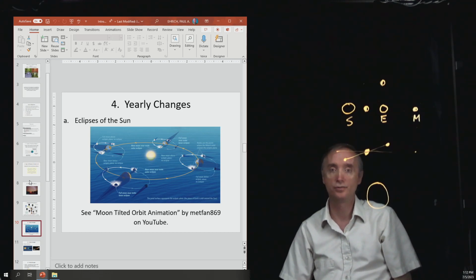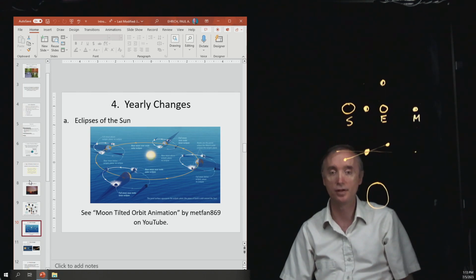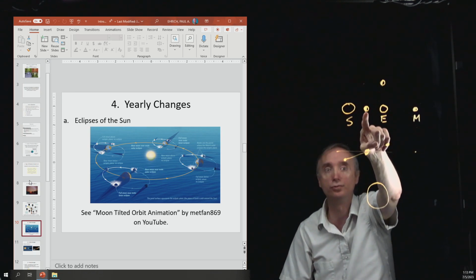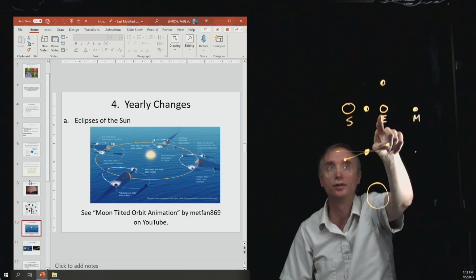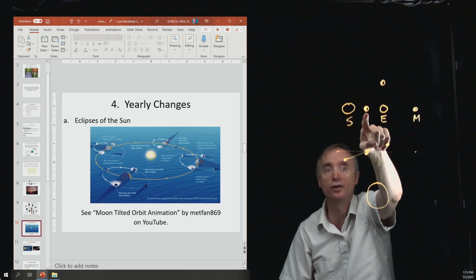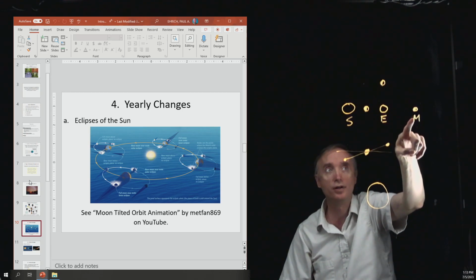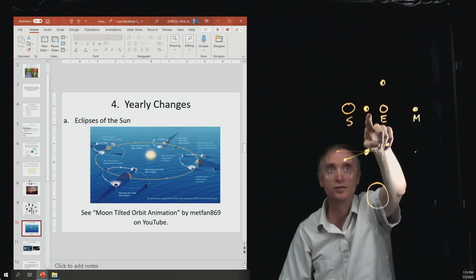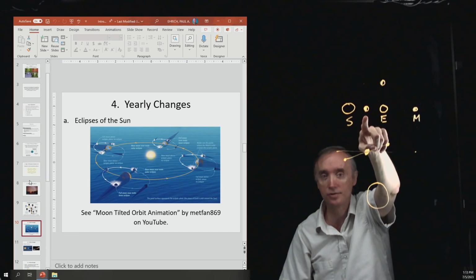All right, yearly changes. So now let's talk about eclipses of the sun and eclipses of the moon. So you have a solar eclipse and a lunar eclipse. The solar eclipse is going to be when the moon gets in front of the sun. So this one over here is going to generate a solar eclipse. This one over here is going to be a lunar eclipse. So let's first talk about the solar eclipse.